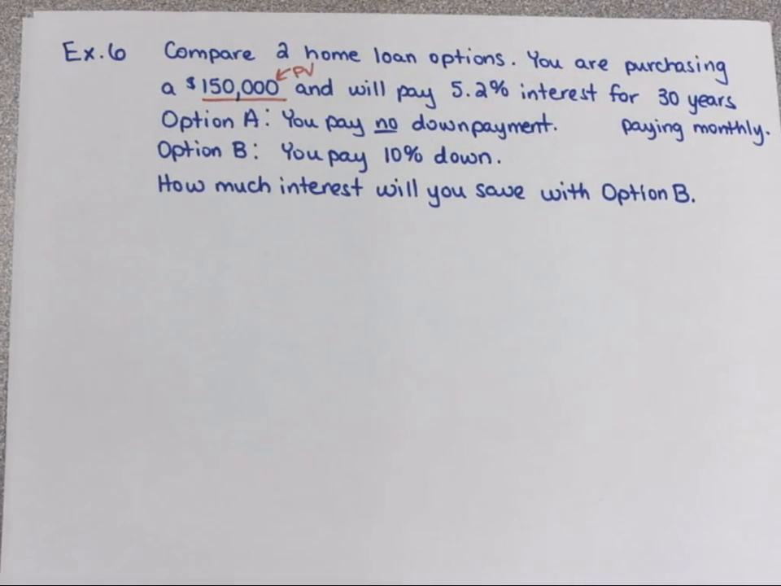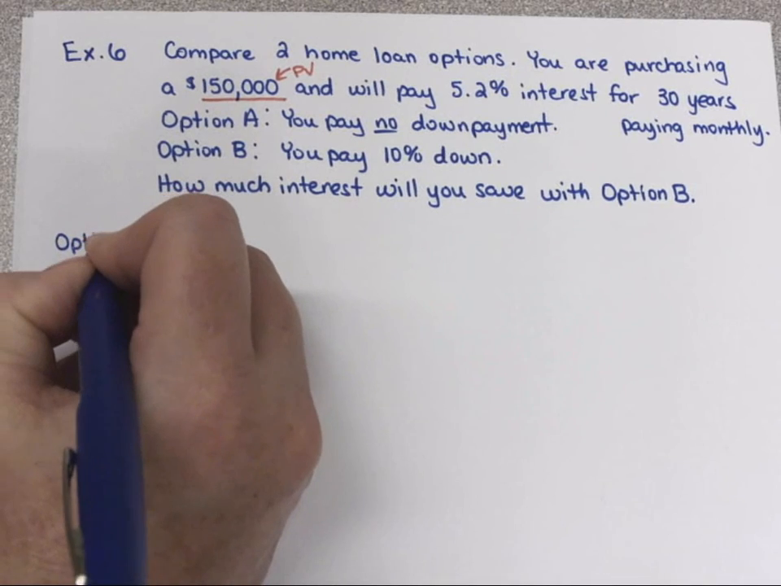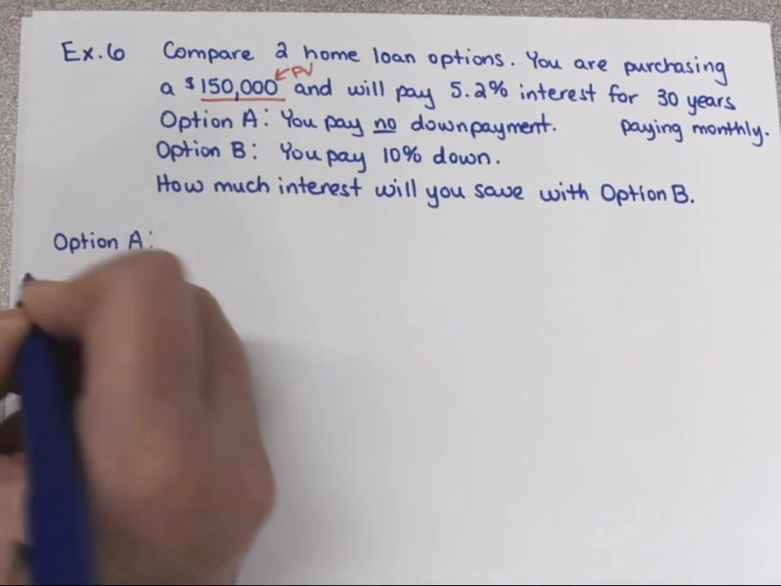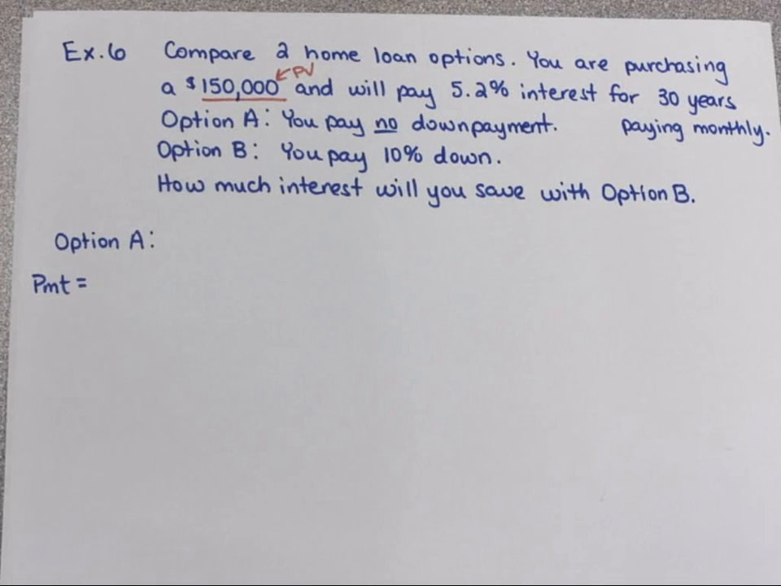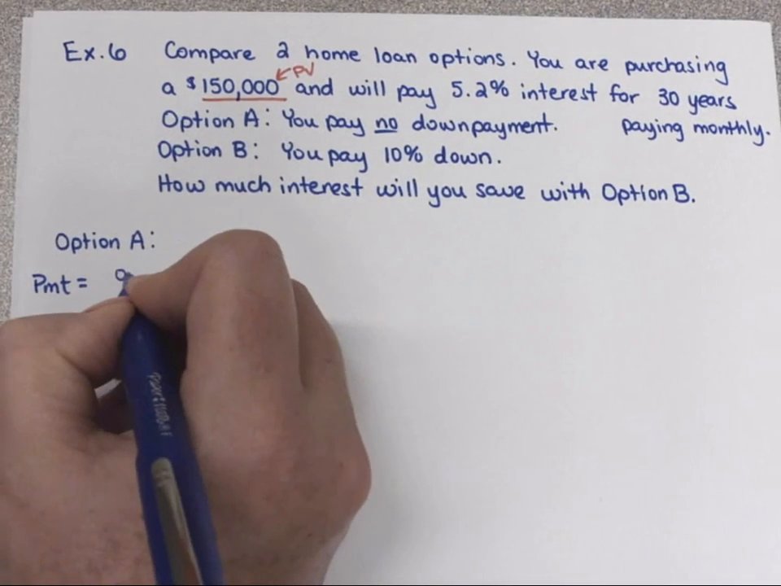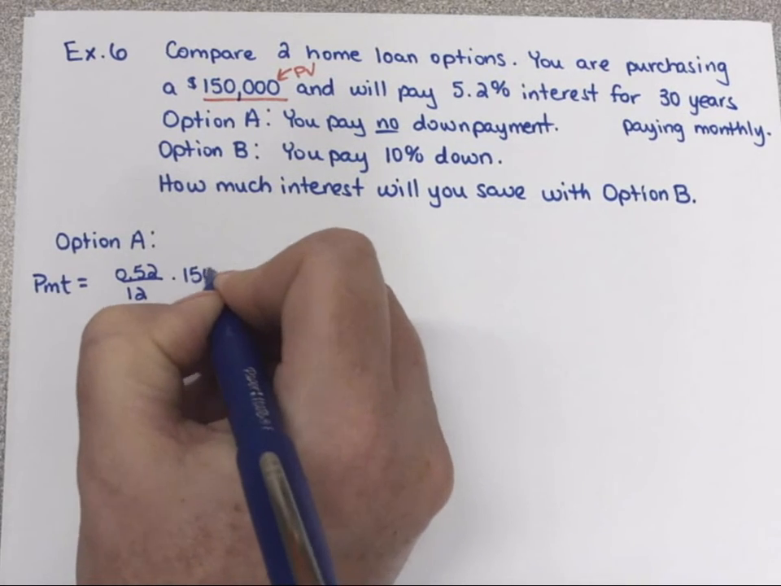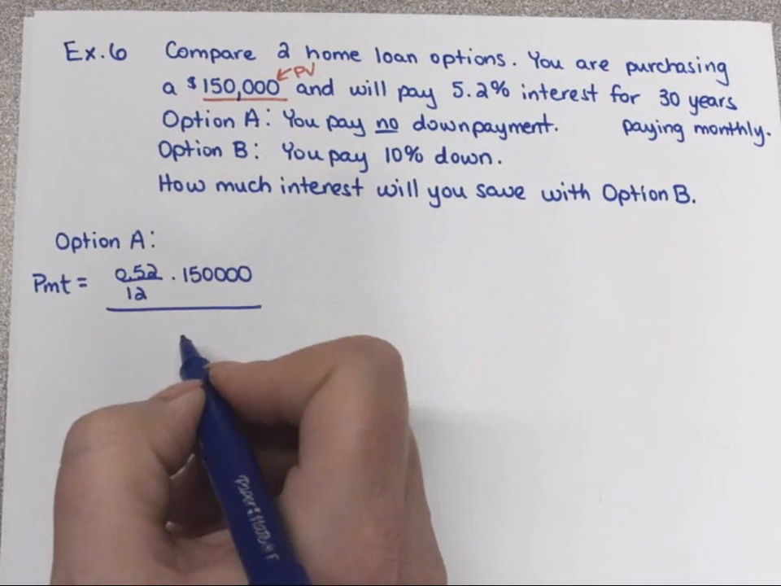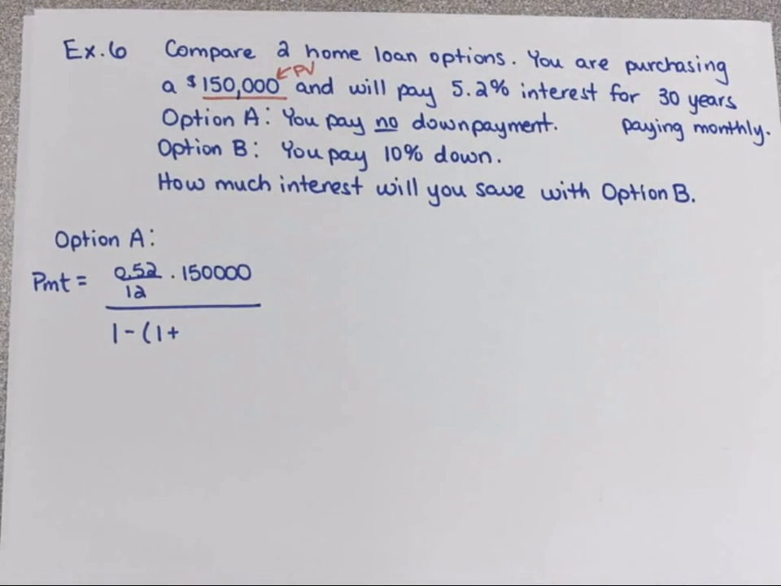Okay, so let's see if we can compare the two. I'm going to try to compare them side by side. So option A looks like this. The payment would be, the interest rate would be 0.52 over 12. We'll be borrowing $150,000 over 1 minus 1 plus.